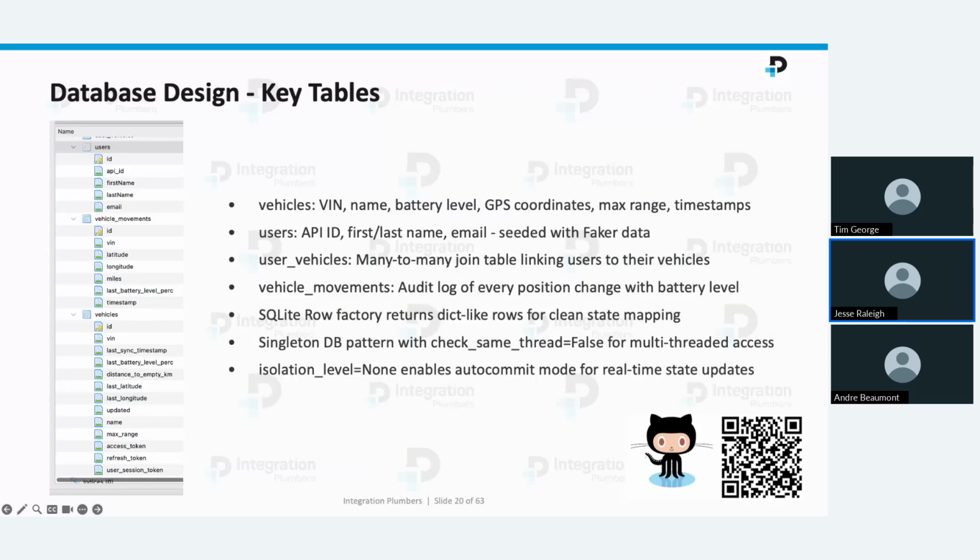SQLite in a multi-threaded context does require some considerations, as we mentioned previously. Aside from those considerations, nothing about the database structure is particularly sophisticated. The vehicle movements table in particular serves as an audit log, capturing every position and battery state change throughout the simulation. This is the table that feeds the historical data our OpenTelemetry collectors use for trend analysis. The row factory configuration is a nice quality of life feature from SQLite that gives us dictionary-style access to row data rather than having to reference columns by numerical index.